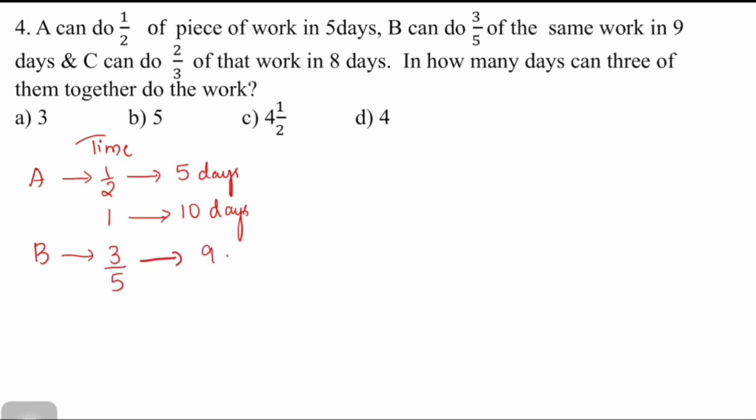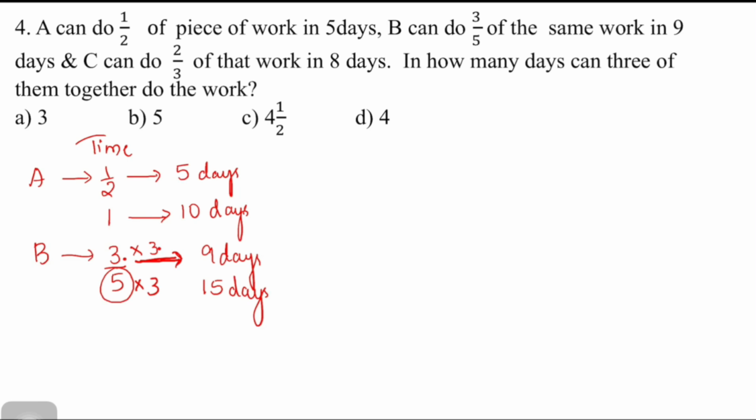Now we can say that if 5 is the total work, then 3 parts of the work B can do in 9 days. So that is 3 into 3 is 9. Then 5 parts of work it will do in how many days? 5 into 3, which is equal to 15 days. So if 5 is the total work, 3 parts of work B is doing in 9 days, so 5 parts of work in how many days will it do? 3 into 3 is 9, so 5 into 3 will be 15. The same multiple you have to multiply.